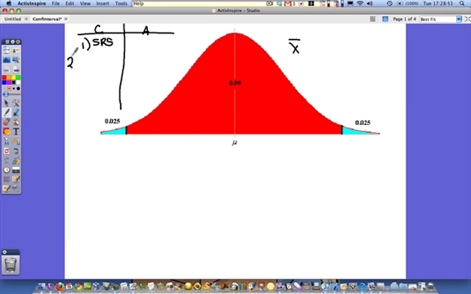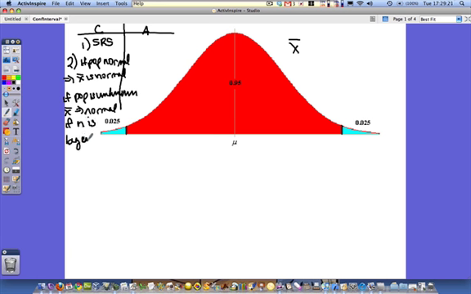Simple random sample. The second condition was the one that said if the population's normal, then X bar is normal. And if you don't know, if the population is unknown, then X bar is normal as long as N is big enough. And we'll clarify that in a couple of weeks. For now, that's all we need to know.